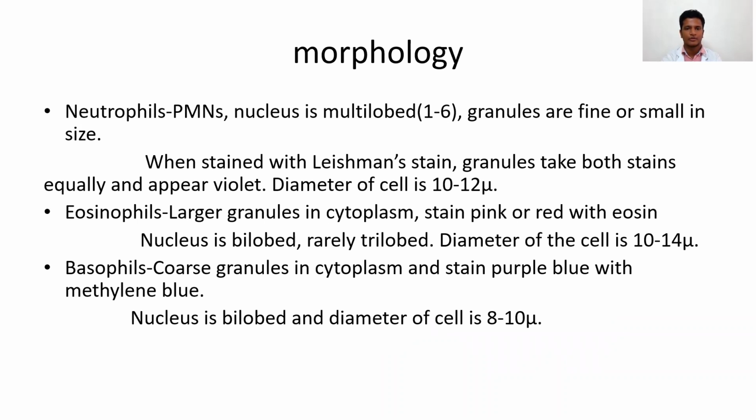Eosinophils have larger granules in the cytoplasm, stained pink or red with eosin. Nucleus is bilobed, rarely trilobed. Diameter of the cell is 10 to 14 microns. Basophils show coarse granules in the cytoplasm and stain purple blue with methylene blue. Nucleus is bilobed and diameter of the cell is 8 to 10 microns.